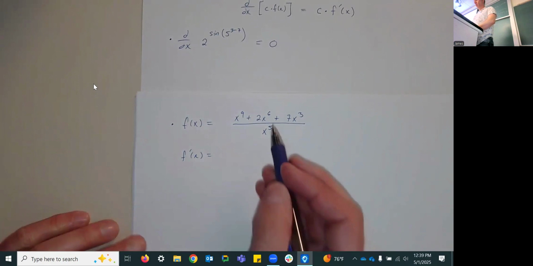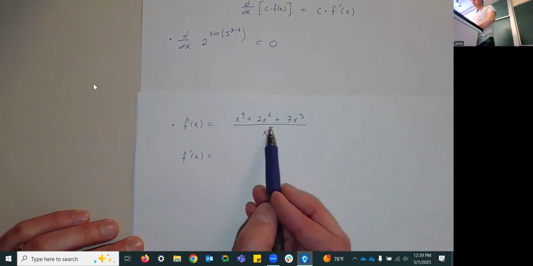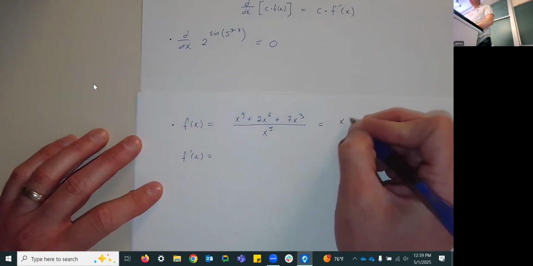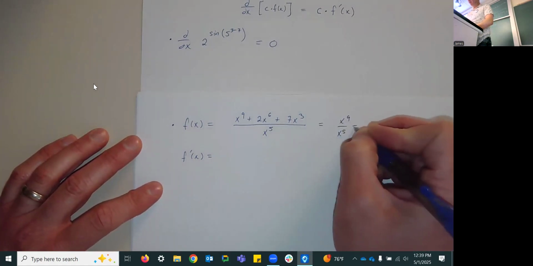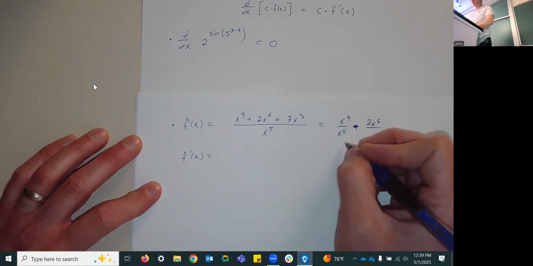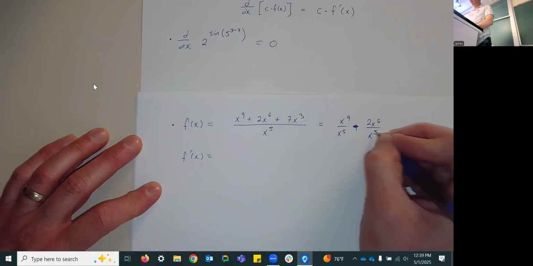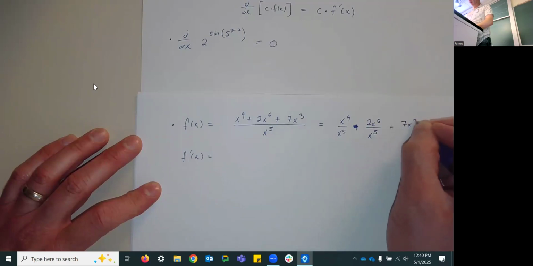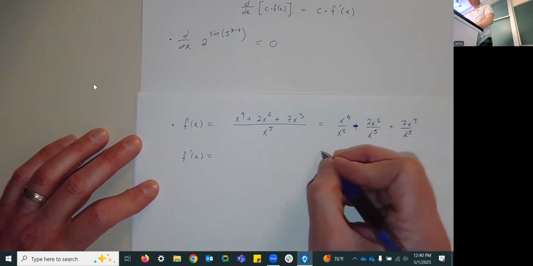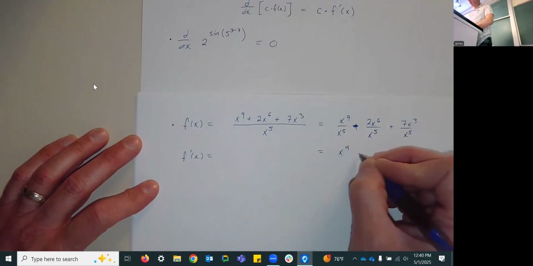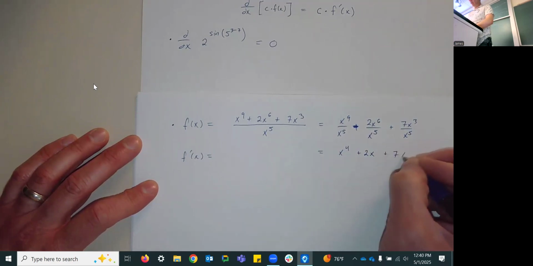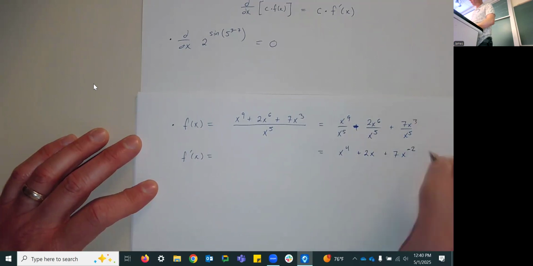And when you have a quotient like this, where there's only a single term in the denominator, it really makes a lot of sense to rewrite it as each thing divided by that denominator. So x to the 9th divided by x to the 5th, 2x to the 6th divided by x to the 5th, and 7x cubed divided by x to the 5th. And when you divide powers of a variable, you subtract the powers. That's going to end up being x to the 4th plus 2 times x to the 1st plus 7 times x to the 3 minus 5, which is -2.